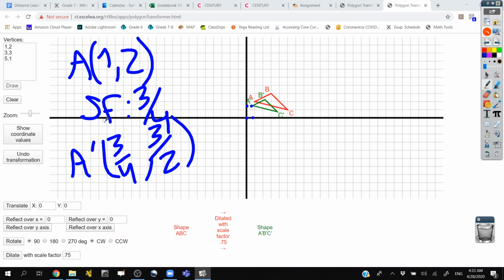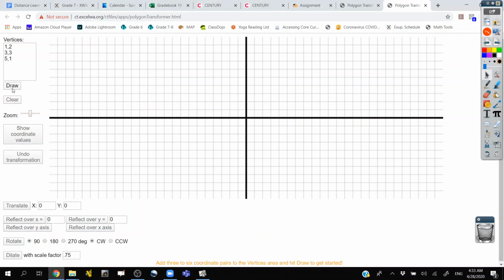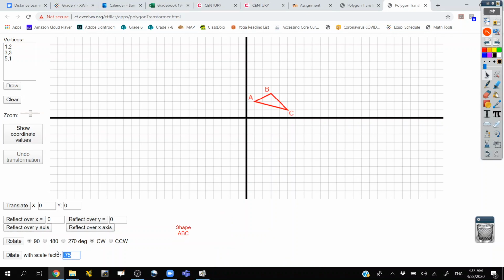You can see when the scale factor is below 1, it'll come closer to the origin. When it's bigger than 1, it's going to go away from the origin. And just to point out the obvious, if I clear this, draw that, what happens if we have a scale factor of exactly 1? If I take the point A, 1, 2, and I multiply by 1, I still get 1, 2. So when I dilate, it's the exact same size. These triangles are congruent exactly when the scale factor is 1. That's the only time they're congruent.